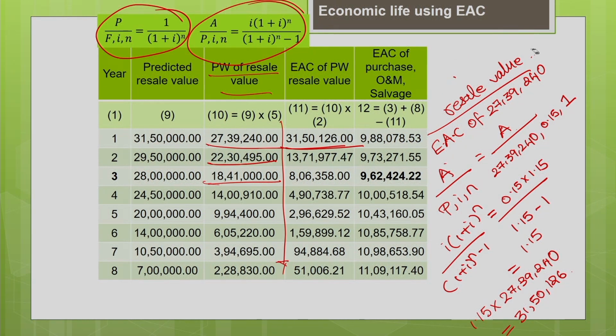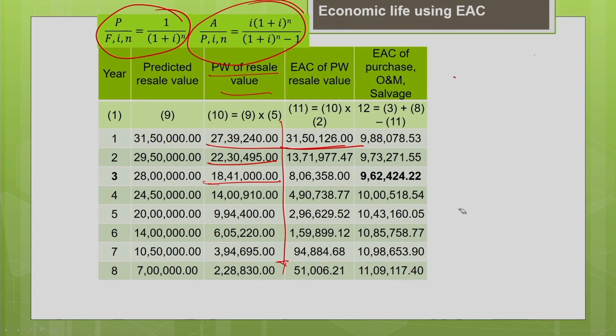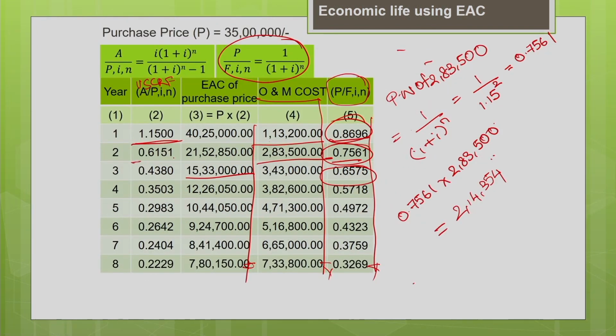So, this is how you have to find the equivalent annual cost for the resale value at the end of year 1. So, one more year we will work out for the resale value. So, equivalent annual cost of resale value at the end of year 2. So, how to find that? So, we are going to find A for the given P, I, N. What is P? P is nothing but your present worth of the resale value 22 lakh 30,495, interest rate is 0.15, year is 2.